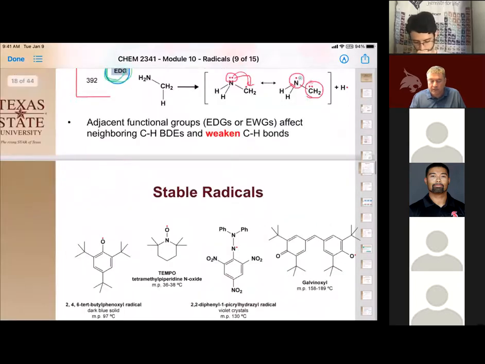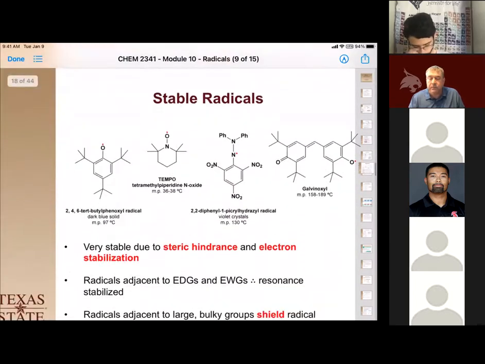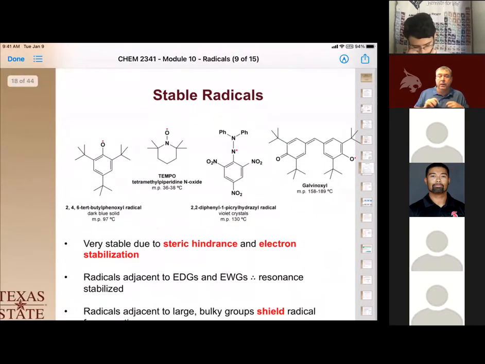Okay, so let's talk about stable radicals. I said they're really reactive. However, if you can delocalize that radical, or if you have something that has significant stability, either due to resonance structure, electron stability, or hindrance, you can actually put these in a bottle and they will stay radicals for a long period of time. So let's look at the first one here.